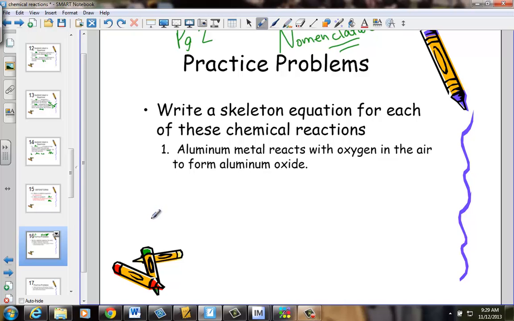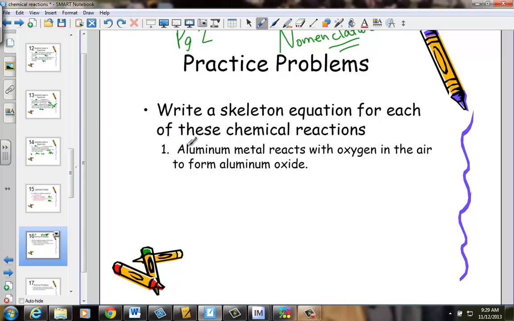We're being asked to write skeletons for some examples. Skeletons, don't worry about balancing, but the challenge of our practice here is to take every word and turn it into a symbol, not balancing, so we'll end up with skeletons. Let me model with you the first one. Aluminum metal reacts with oxygen in the air to form aluminum oxide. Every one of our words turning into a symbol.